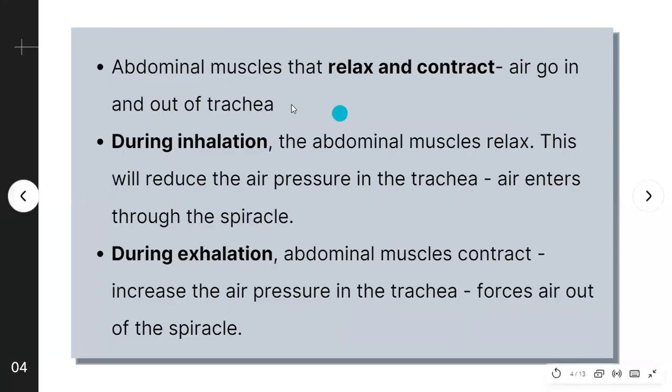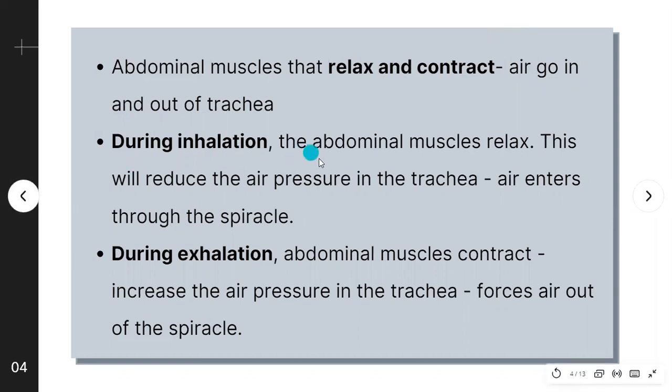The abdominal muscle of the insects will relax and contract, and this will allow the air to go in and out of the tracheal system of that insect. When we talk about breathing, it actually includes an inhalation and also an exhalation process. First, the inhalation, which is air going into the respiratory system.